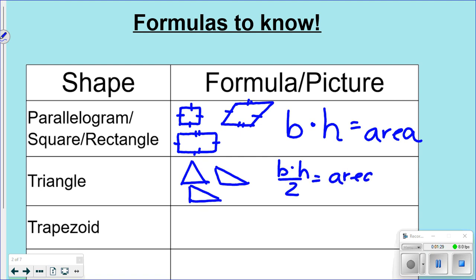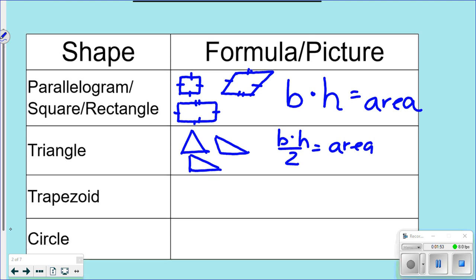And the reason why we use base times height divided by 2 is because if you look up at the parallelogram, notice base times height is part of the parallelogram formula, but for the triangle we have to divide by 2, and the reason is because all triangles are half of a parallelogram, square, or rectangle. So if we want to find the area of it, we're going to find the area of a parallelogram that it would be, and then divide by 2 to find the area of the triangle.